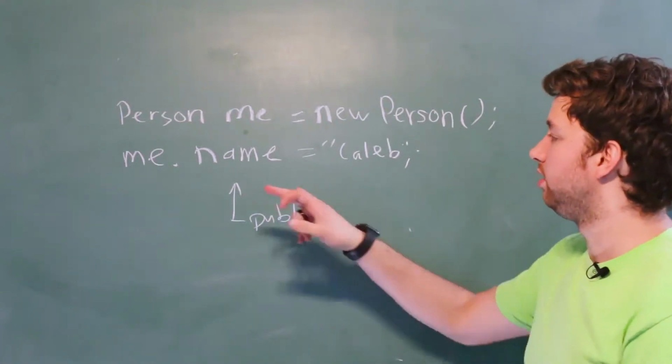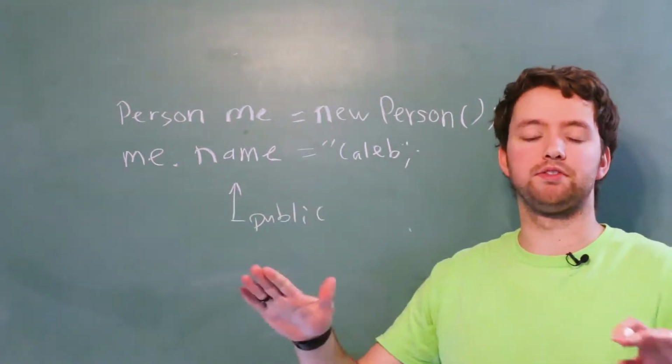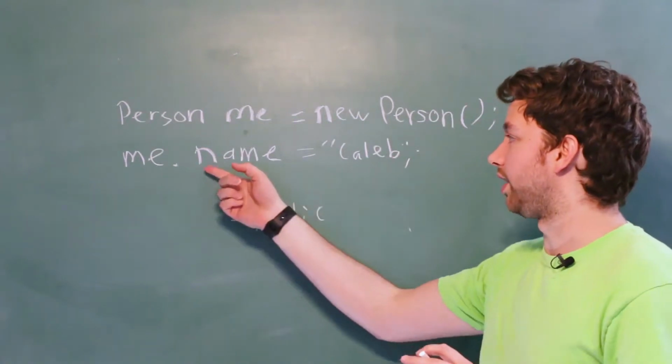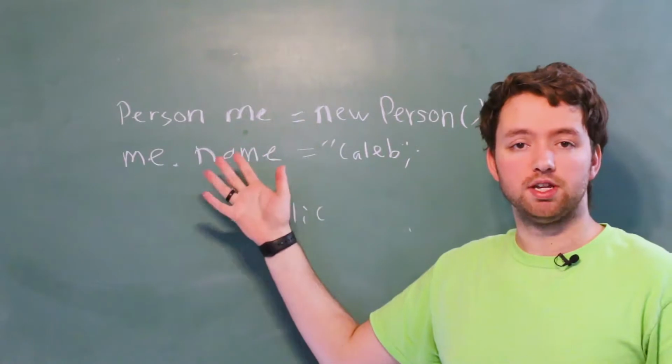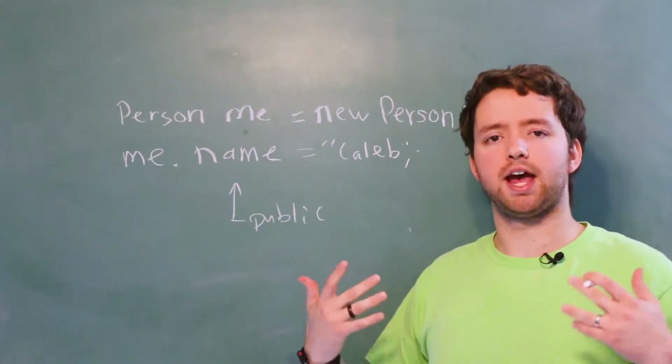If it was private, when we would put that dot, we would get nothing from IntelliSense, and if we actually typed it out ourselves, we would get a compiling error. So if public allows us to use it, why would we ever want to use private? Does it actually have a purpose?